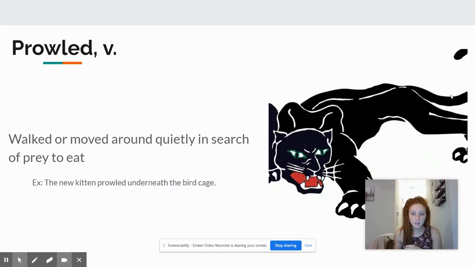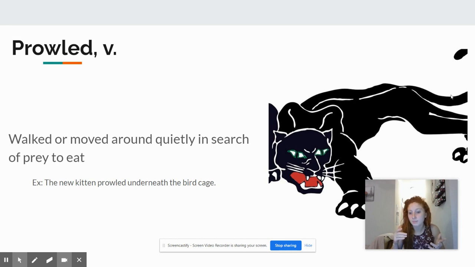Now, our last vocabulary word for this story is prowl. And prowl is a verb. Remember, our verbs are action words. And prowl means to walk or move around quietly, searching for prey to eat.